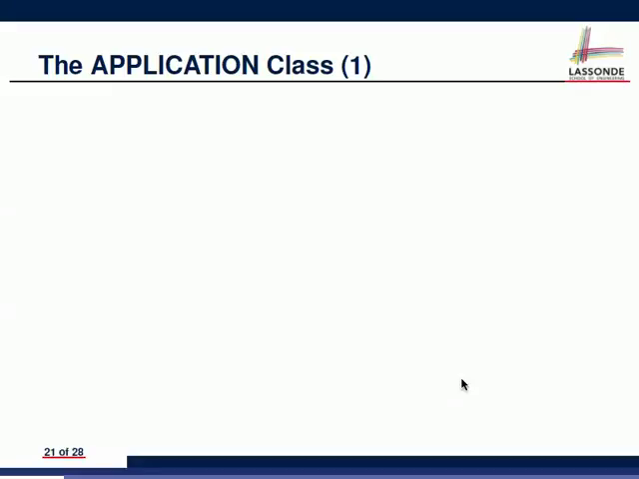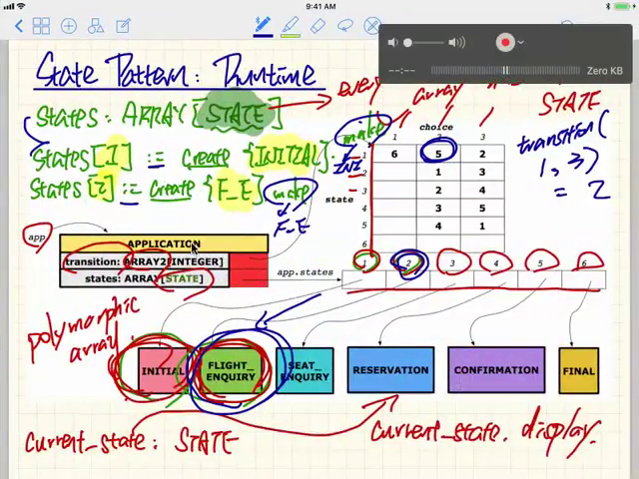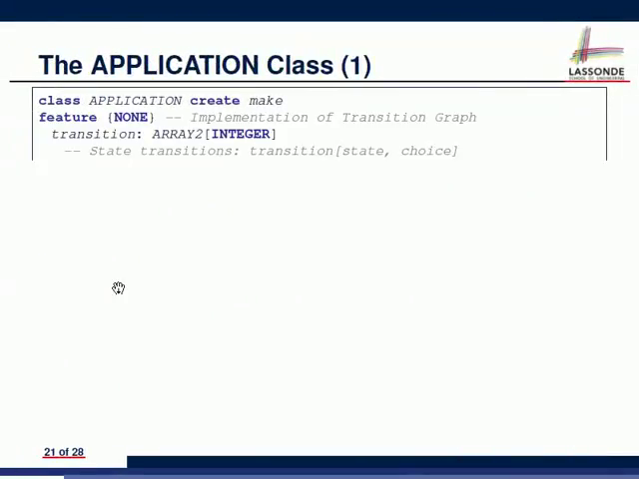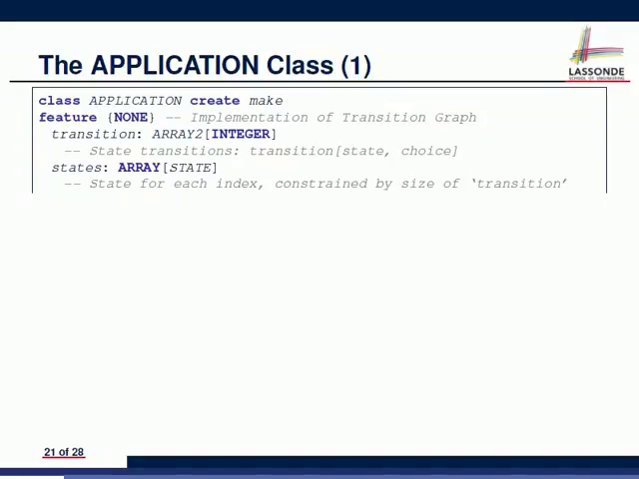Application class. So now we've got the application class over here. That's about how we define this particular application, right? As we can see, we've got transition, we've got states. Let's see how we do that. We have transition, which is a two-dimensional array of integers, just a matrix. And then we've got a states polymorphic array, and the static type is states.